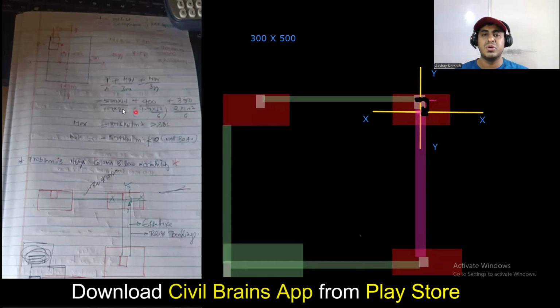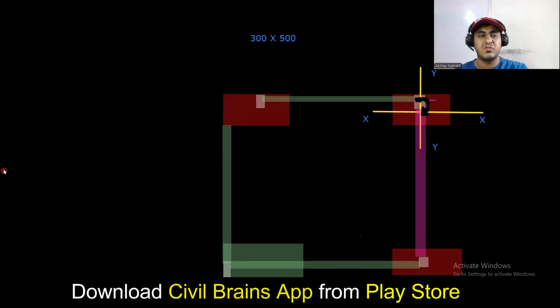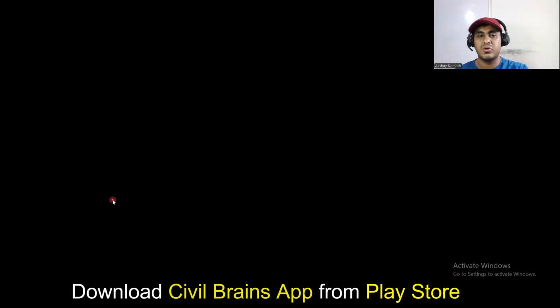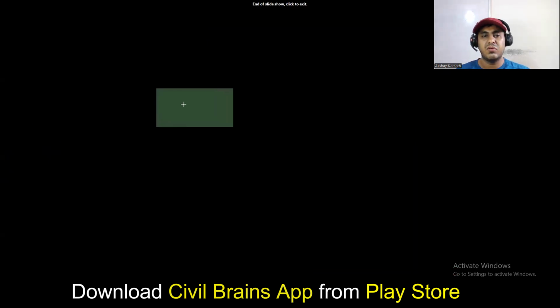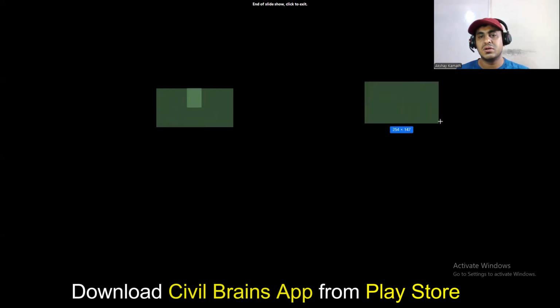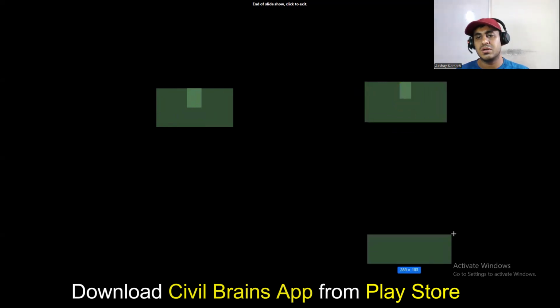For example, let me do it here. Let me go with a different image. This is not required. I'll draw one more image and I'll show you. So if this is one footing, then there is one column here. This is another footing, and then there is another column here. There's another footing, and I'll draw one column here.